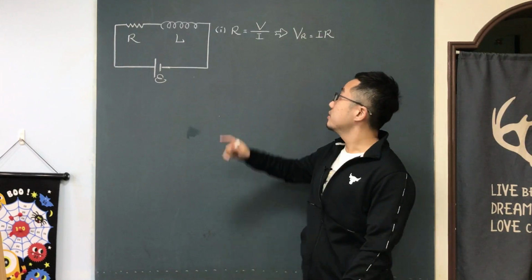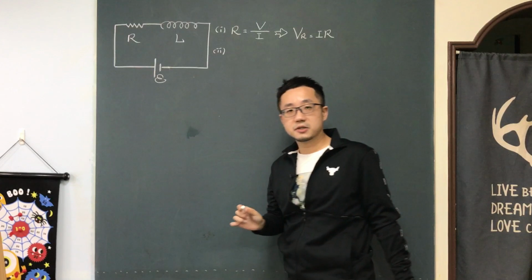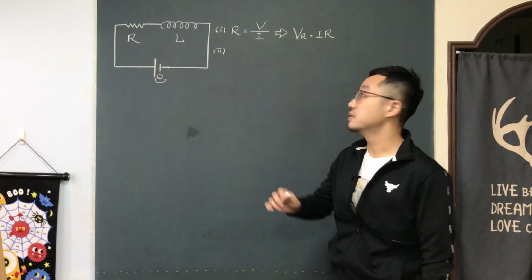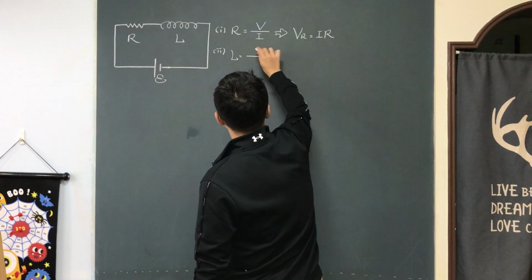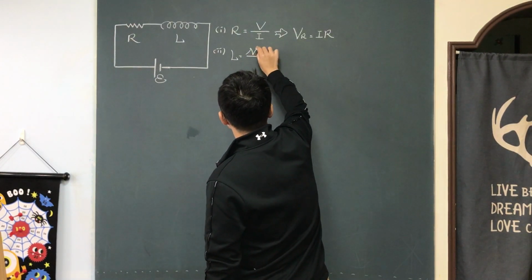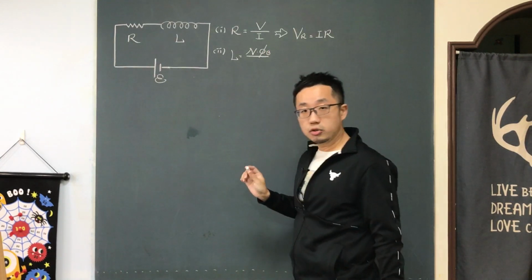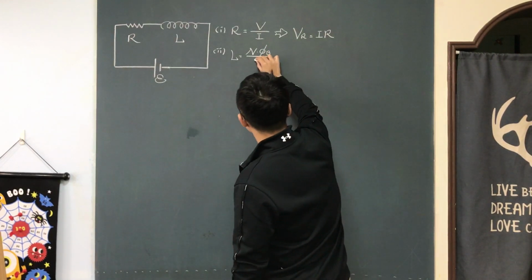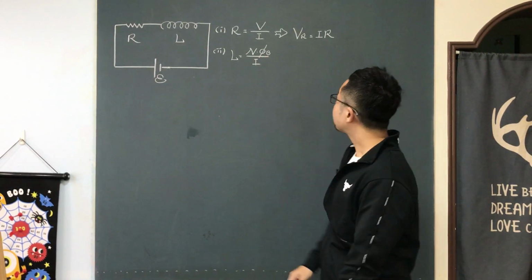So let's look at the inductor. How do we define the inductance? The inductance L is the total magnetic flux, which is the number of loops times the magnetic flux for each loop, divided by the current passing through it. So this is how we define the inductance.